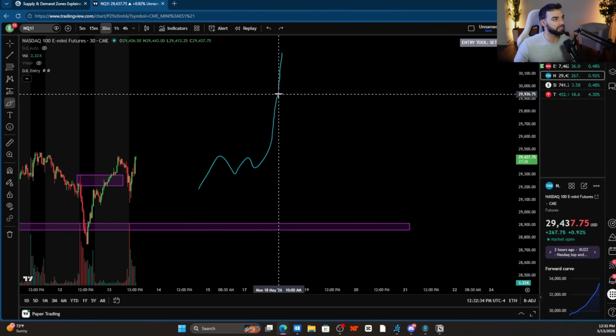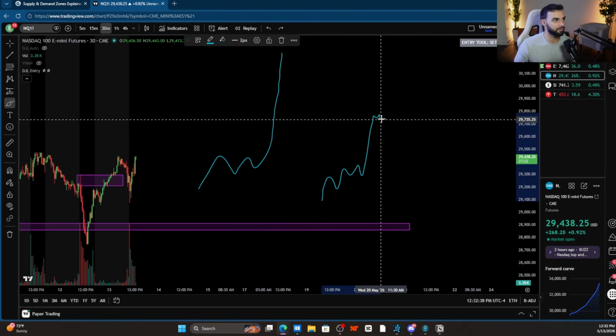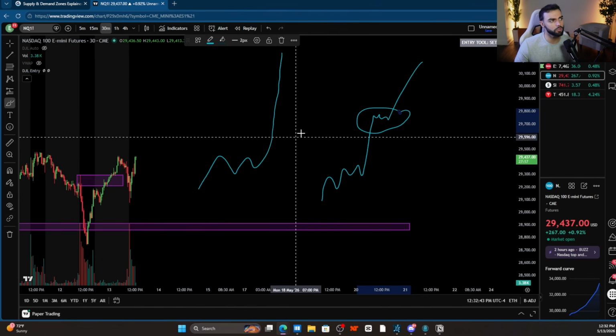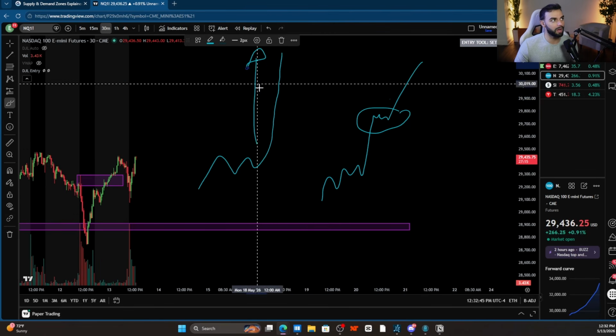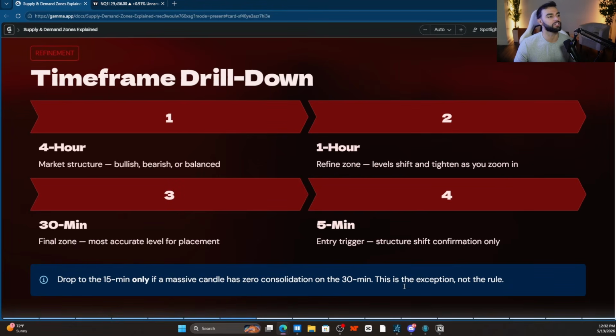Then we drop into the 15-minute time frame, and on the 15-minute time frame, on this big move up, we'll have a little bit of consolidation before this big move up, and that will be a valid zone for me. Now, I only do this if there's a big move up, 100 plus points, and no zone in between. That's when I'll zoom into the 15-minute and actually mark up those levels.